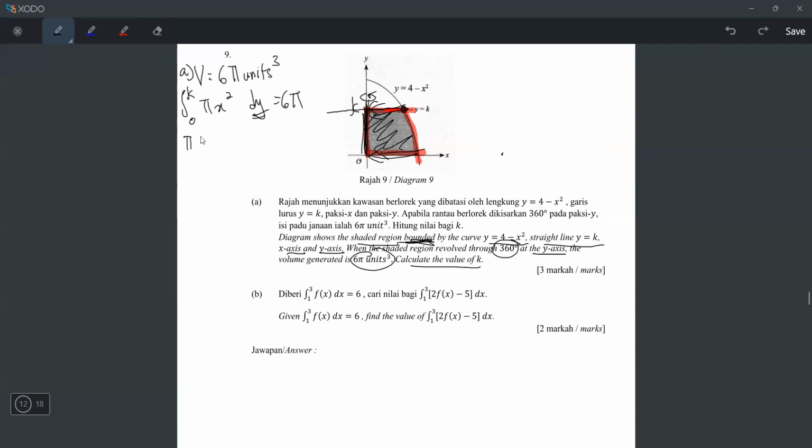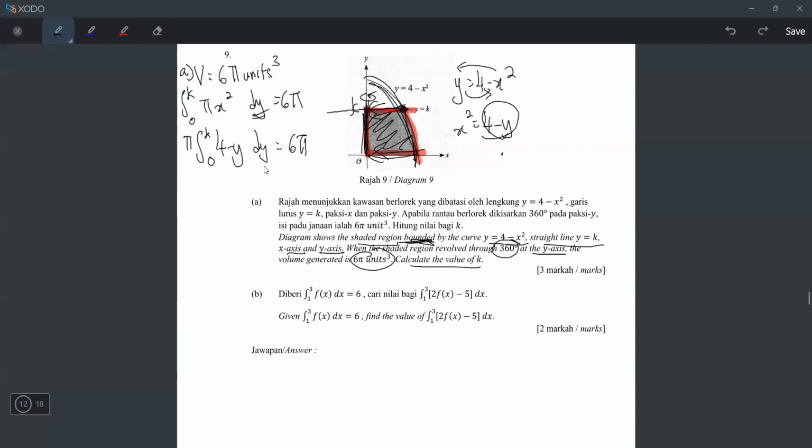The pi can be put in front, leaving integral from 0 to k of x squared dy equals 6 pi. And inside here I have to put x squared, which should be from the curve equation. But the equation says y equals 4 minus x squared. So I have to rearrange because I want x squared. So minus x squared becomes positive x squared, plus y moves there and becomes minus y. So this 4 minus y is what I substitute in here, because I want x squared.